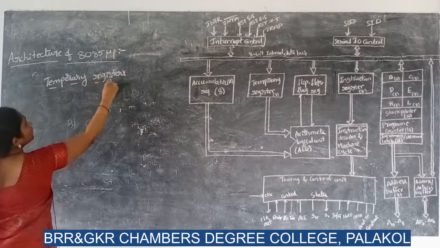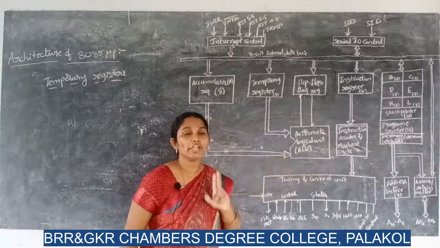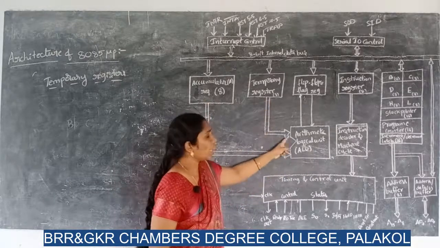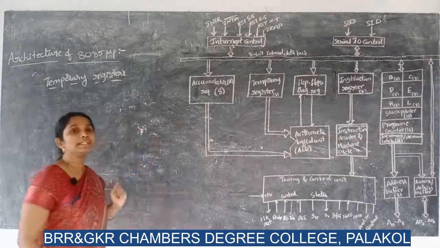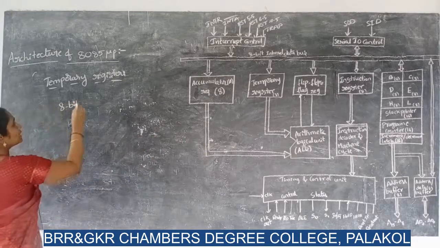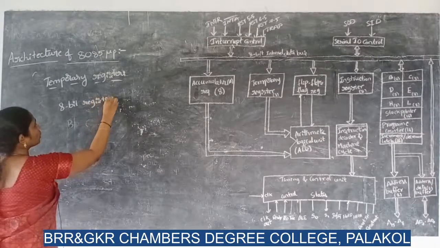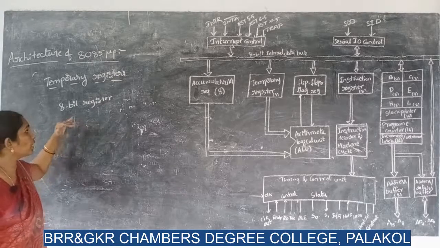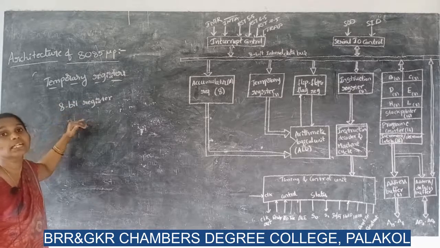Okay, so here the arithmetic logical unit has two inputs. One is from the accumulator, and the other is from the temporary register. This temporary register is an 8-bit register. A user cannot access or use this register, so it is an internally used register.